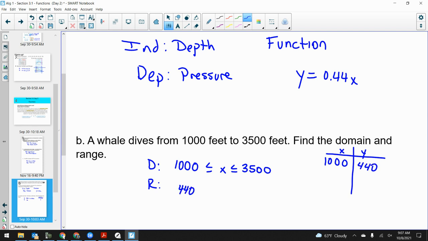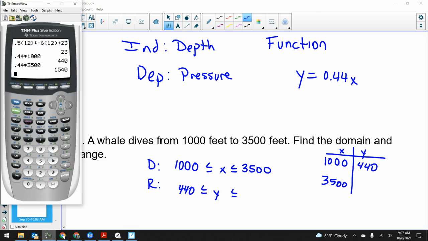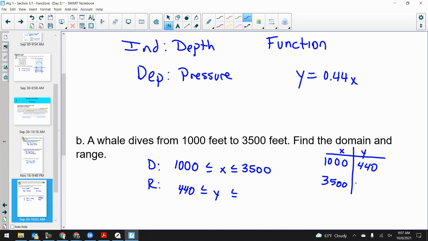So that's my smallest amount of PSI. And my biggest amount of PSI, okay, 3,500 times 0.44, which is 1,540. And where am I getting that? Again, that's y is equal to 0.44x. That's my domain and range.